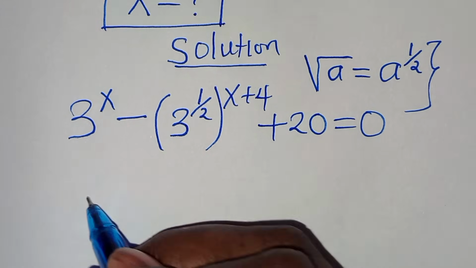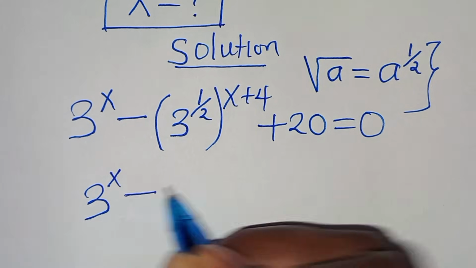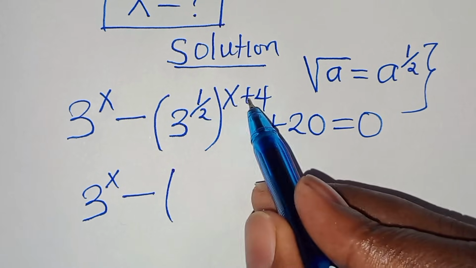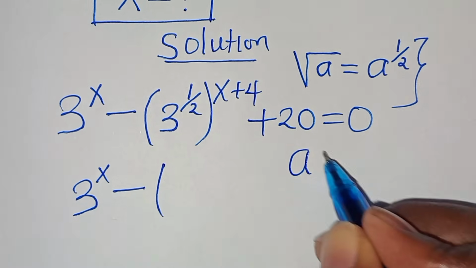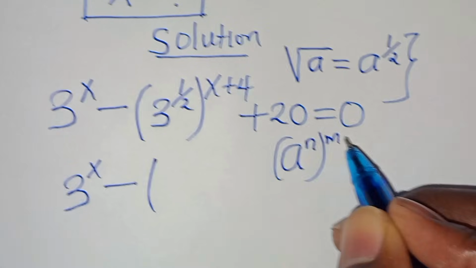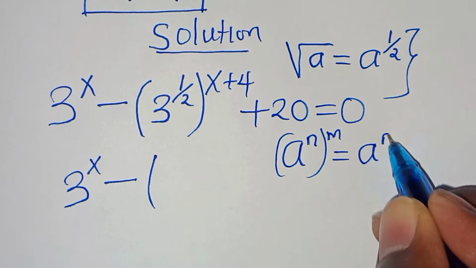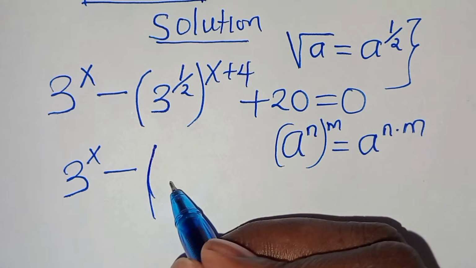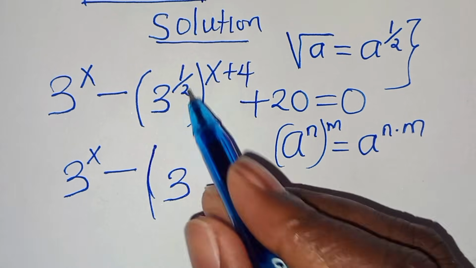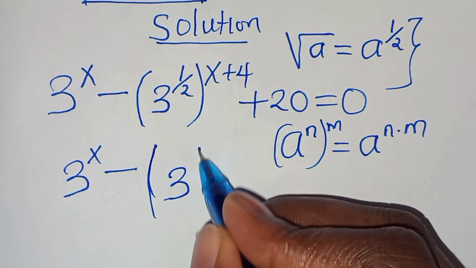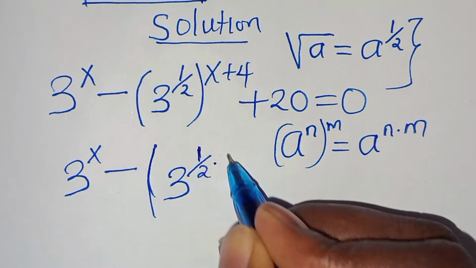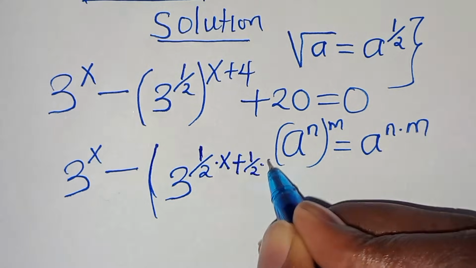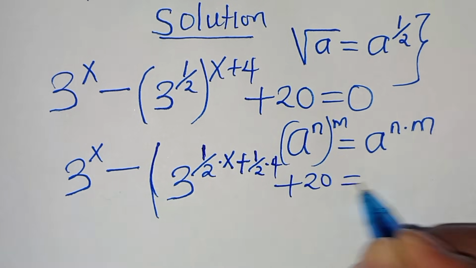Now, this is 3 to the power of x minus 3 to the power of a half raised to the power of x plus 4. This is in the form of a to the power of n, then raised to the power of m, which we can express as a raised to the power of n multiplied by m. So here we have 3 raised to the power of a half times x, plus a half times 4, then plus 20, is equal to 0.